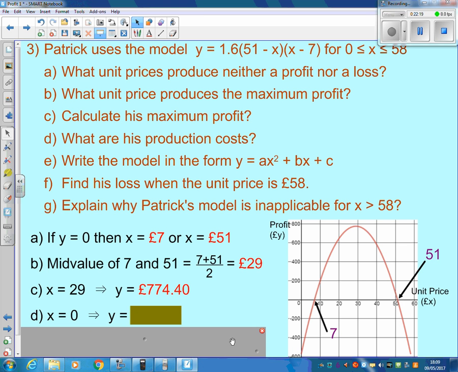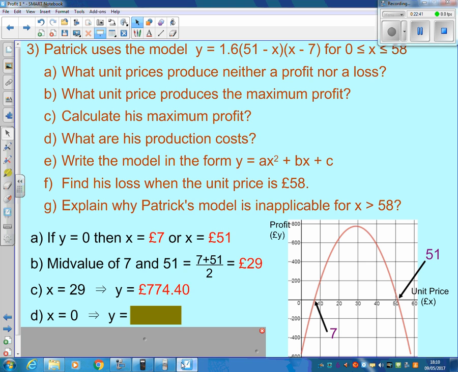Okay, that's that one done. Next bit. Okay, so we found what is maximum profit. Next part, part D, what's his production cost? Well, the production costs are the loss he makes when he sells it for nothing at all. In other words, when his x value is 0.